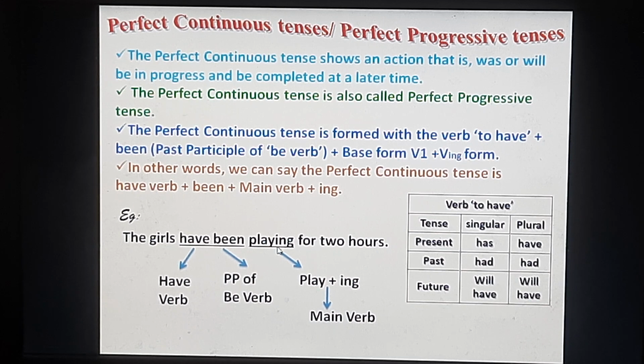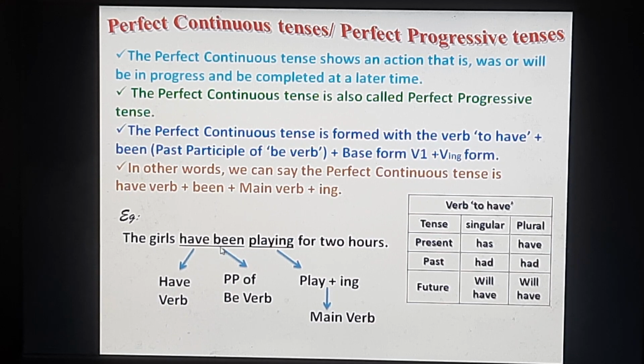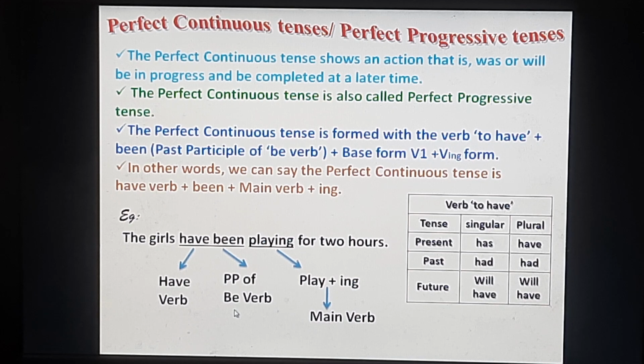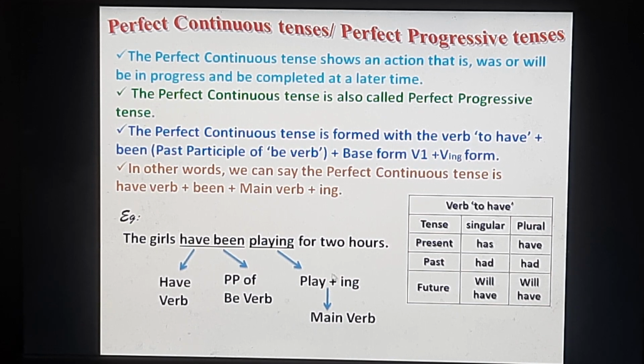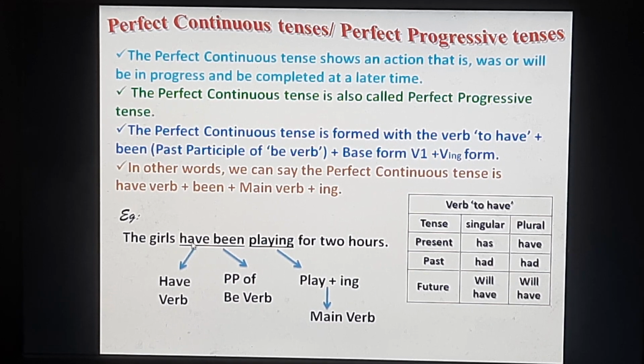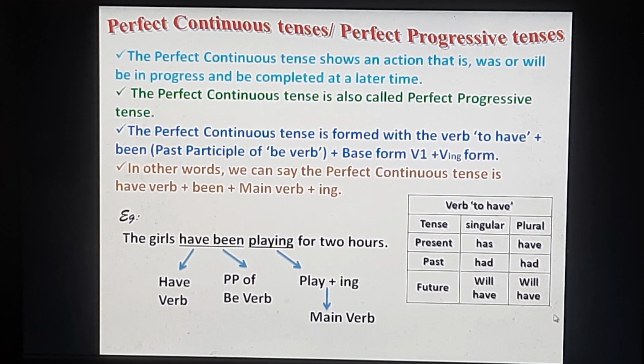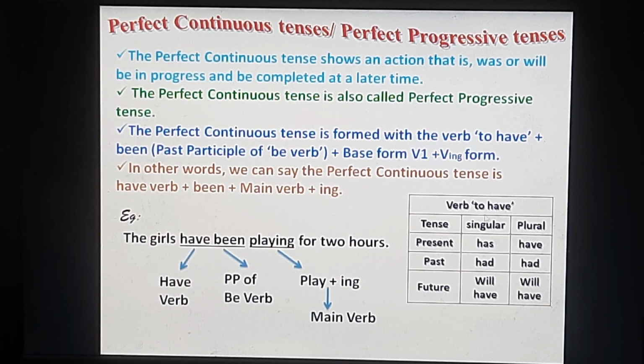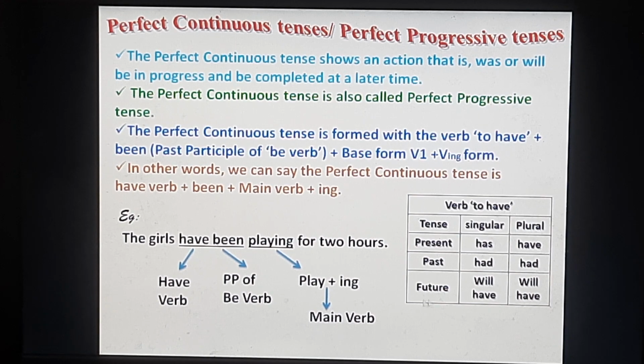Now, have been playing is your perfect continuous tense verb. Have is your have verb. Been is the past participle of be verb. Play is the main verb and ing for continuous tense. So your verb is have been playing. Now I have a chart for you here with the to have verb. You can refer to it for your use, children.